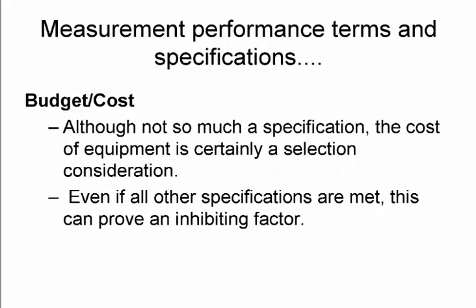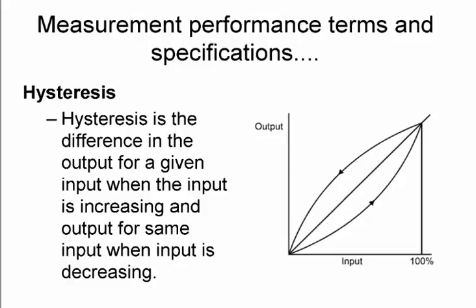Then also what we have is budget and cost. Although that's not so much a specification, the cost of the equipment is certainly a selection consideration. Even if all your other specifications are met, this can prove at the end of the day to be an inhibiting factor, especially if you're installing a new plant and you're now beyond the project time or schedule, and the cost seems to be accumulating.